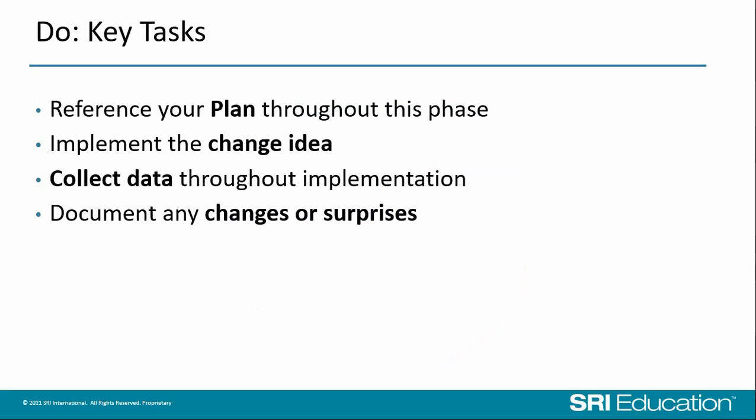During the do phase, you and your improvement team should be constantly referencing your plan from the planning phase. In your planning phase, you created two key plans. The first plan is how you are going to implement the change idea, which is one of the major areas of work for the do phase. The second key plan from the planning phase is your measurement plan, which is how you are going to collect data throughout implementation of that change idea, the second major area of work for the do phase. Along with these areas of work, you and your team should be regularly documenting any changes or any surprises that occur during implementation and data collection.